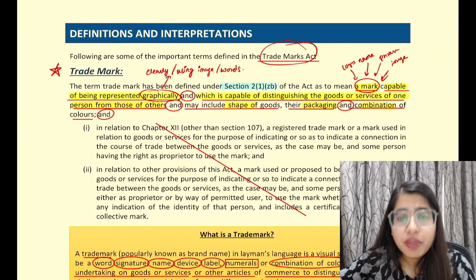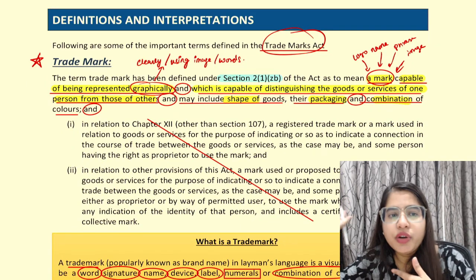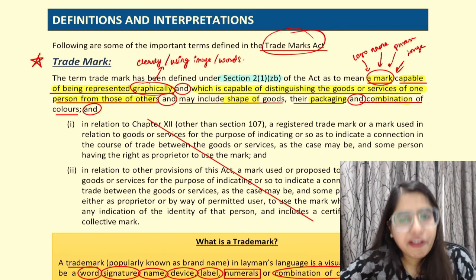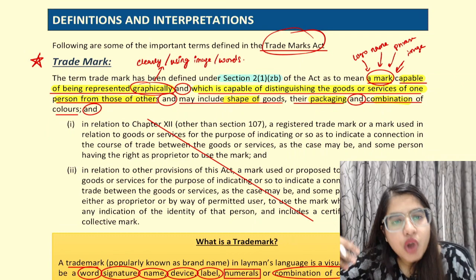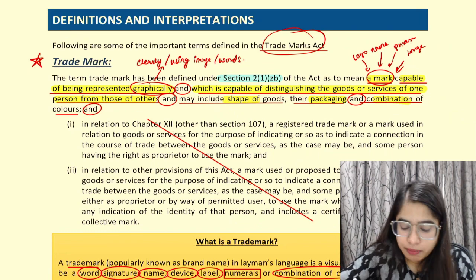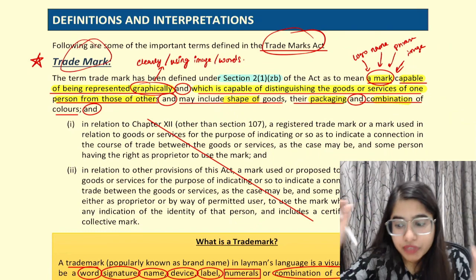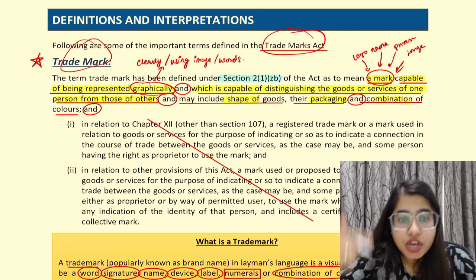So please come here. What is trademark? Trademark means a mark. Now we got to know what is mark. We'll do the definition of mark in very detail. Which is capable of being represented graphically. Graphically meaning using graphics, using symbols, words, images. Trademark means you should be capable of designing it. You should be capable of making it in the form of visual image so that we can use it.